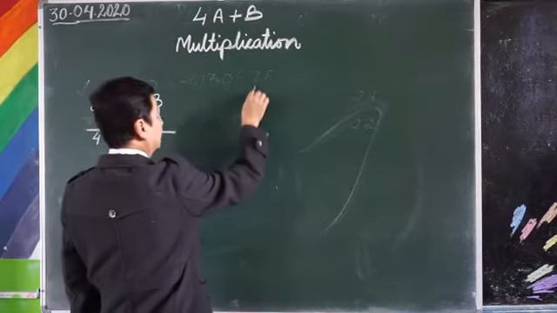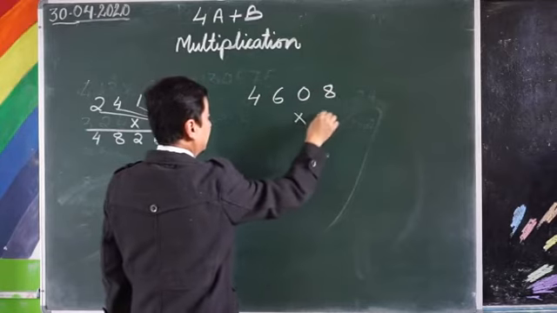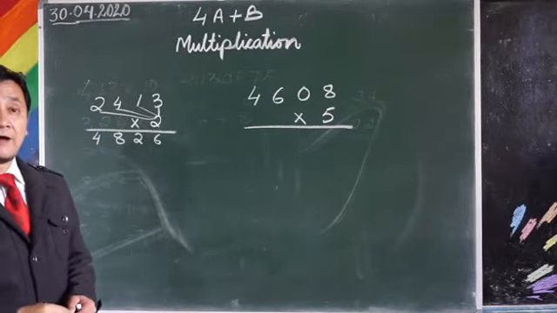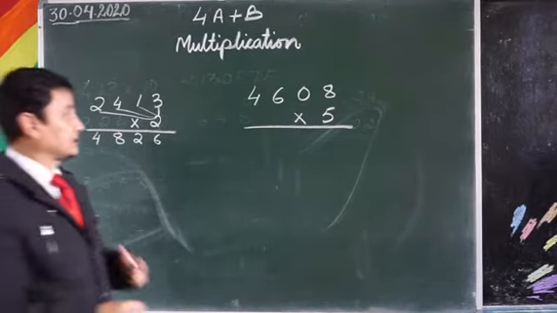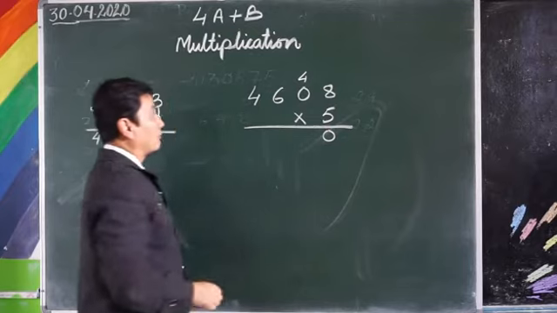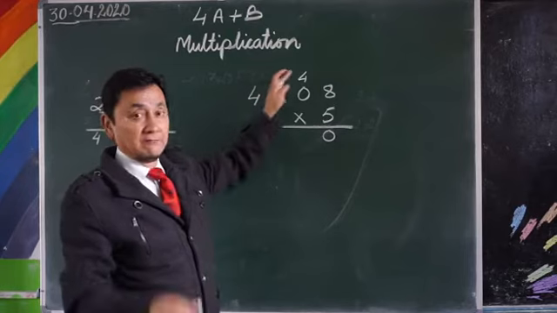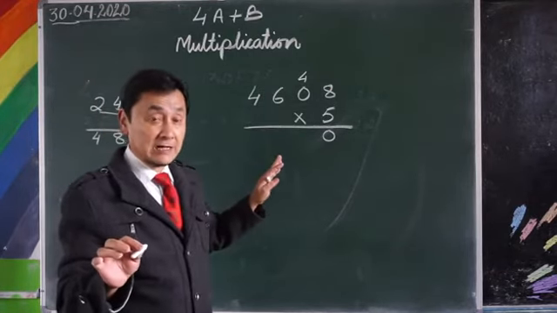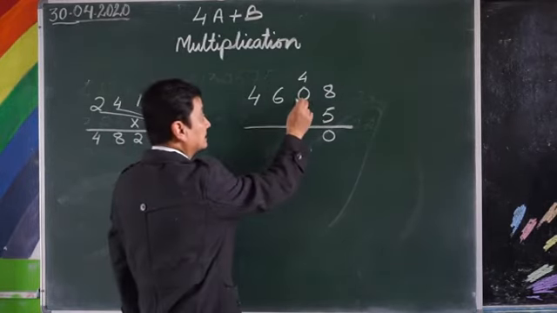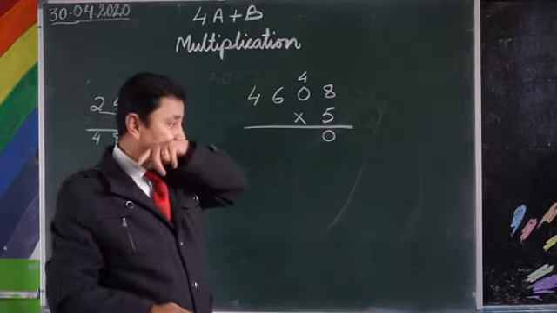Let's try another number, a bigger number. 4 6 0 8. Multiply by 5. Okay, are we ready? 5 8s are 40. 4 and 0. So we write 4 here on top and 0. Now, what I noticed was in class, you were multiplying with the carry number. We should not multiply with the carry number. The carry number has to be added. We must multiply with the number that is given here. In the multiplicand, it is 0. This 4 is just the carry number.